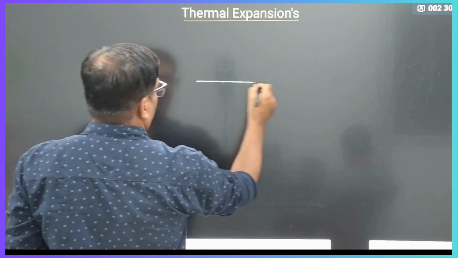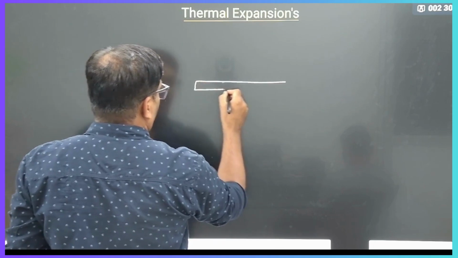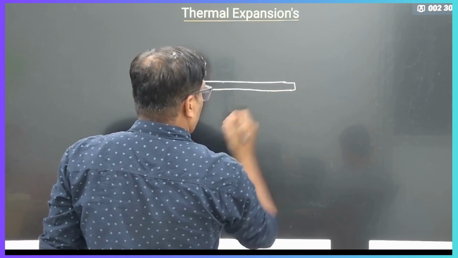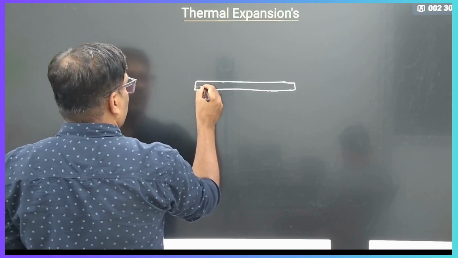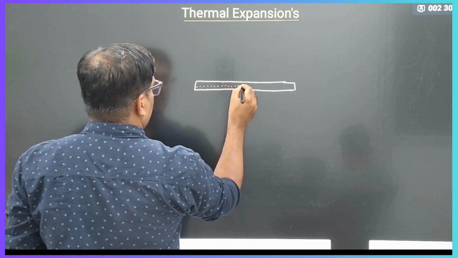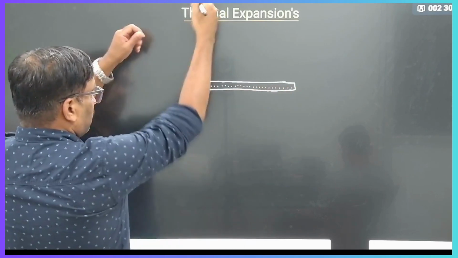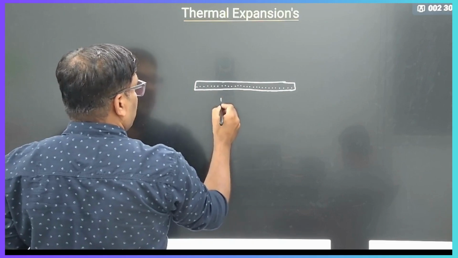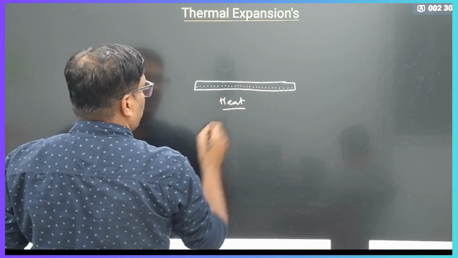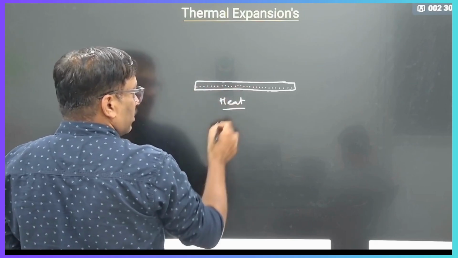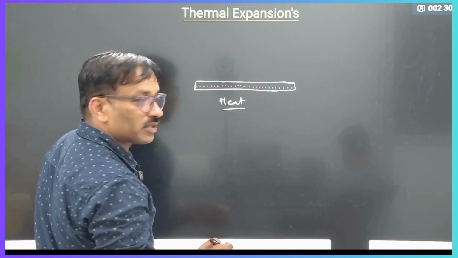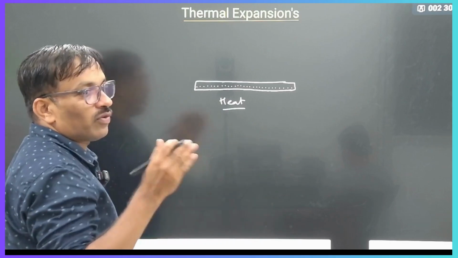Suppose there is one rod here. In this rod, what will happen now? All the molecules will be there, like this. These molecules are spaced apart. Therefore, if you heat it, these molecules will be vibrating. How is the heat energy stored inside the substance? It is stored in the form of vibrational kinetic energy of the molecules.